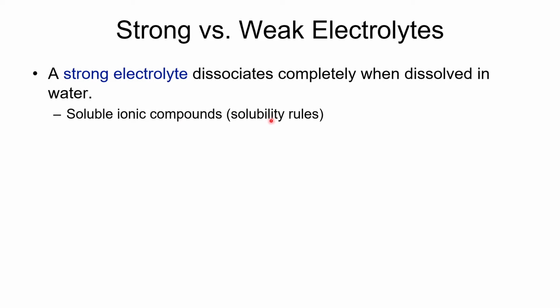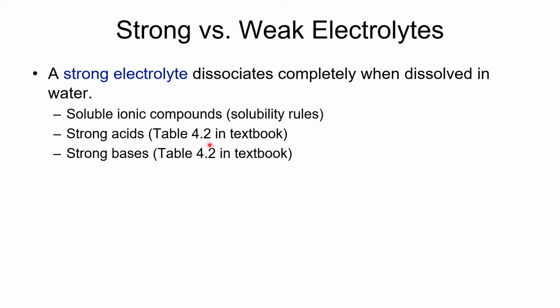And I have a list of rules, solubility rules, that you can look at, and I'll show those to you here in just a bit. That will help you to know which ions are the soluble ionic compounds. Strong acids are acids that, when you put them into water, dissociate 100%. And there is a list of strong acids that I'm going to ask you to memorize. We'll get to that a little bit later.